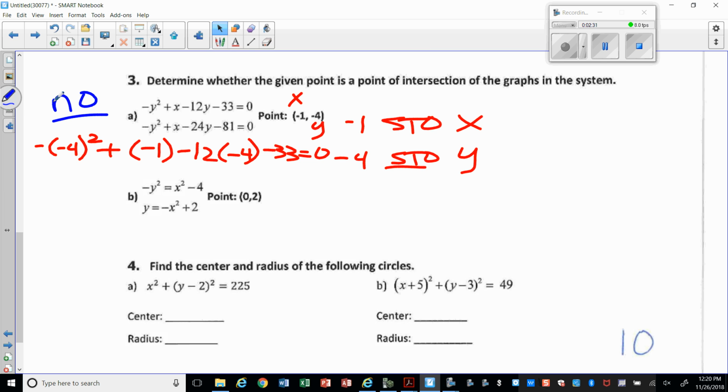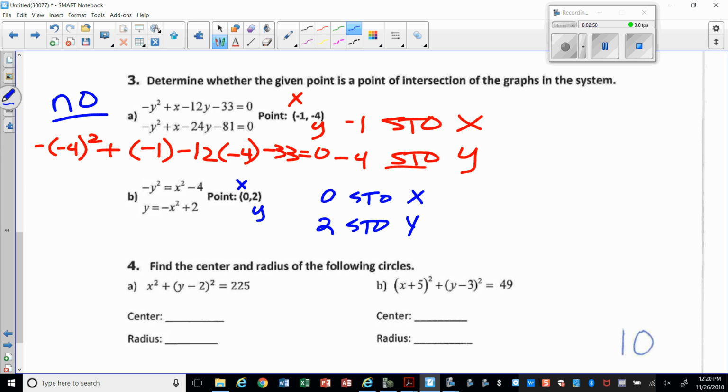Now I'll check the next one. I've got to do the same thing. I've got a new point. Now this is a pretty simple one. It might be easier just to substitute in, but here's my x, here's my y. So I've got 0 store in x and 2 store into y. That would be -2 squared equals x, which is 0 squared minus 4. So that would be -4 equals -4. So that checks out.